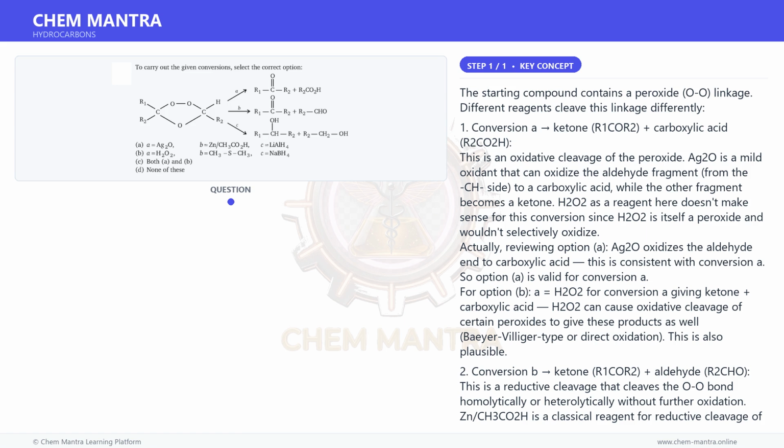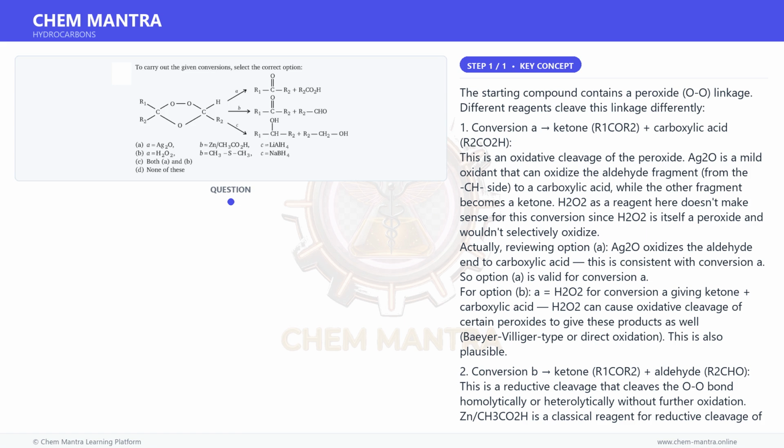For option B, A is equal to H2O2 for conversion A, giving ketone plus carboxylic acid. H2O2 can cause oxidative cleavage of certain peroxides to give these products as well, Baeyer-Villiger type or direct oxidation. This is also plausible.